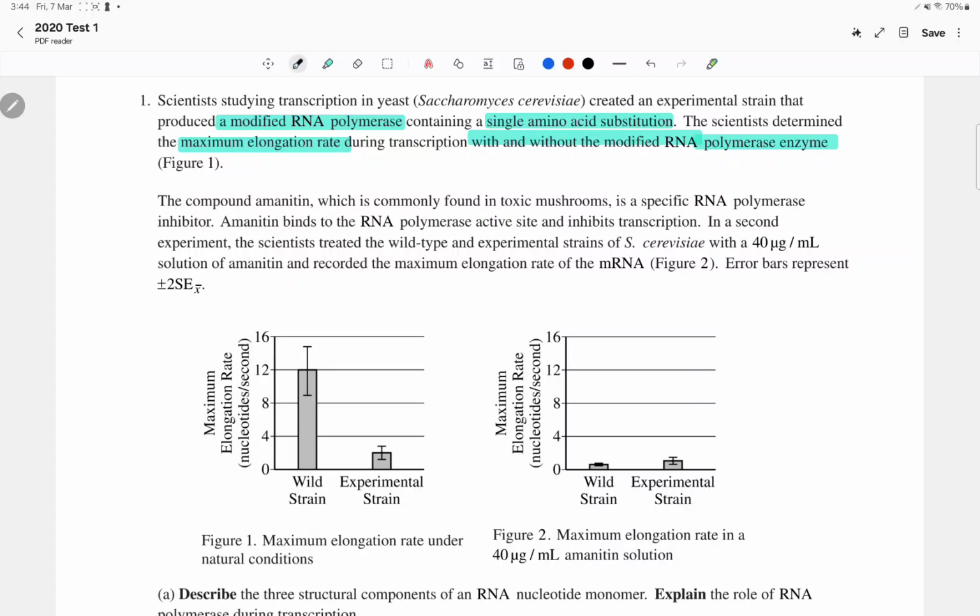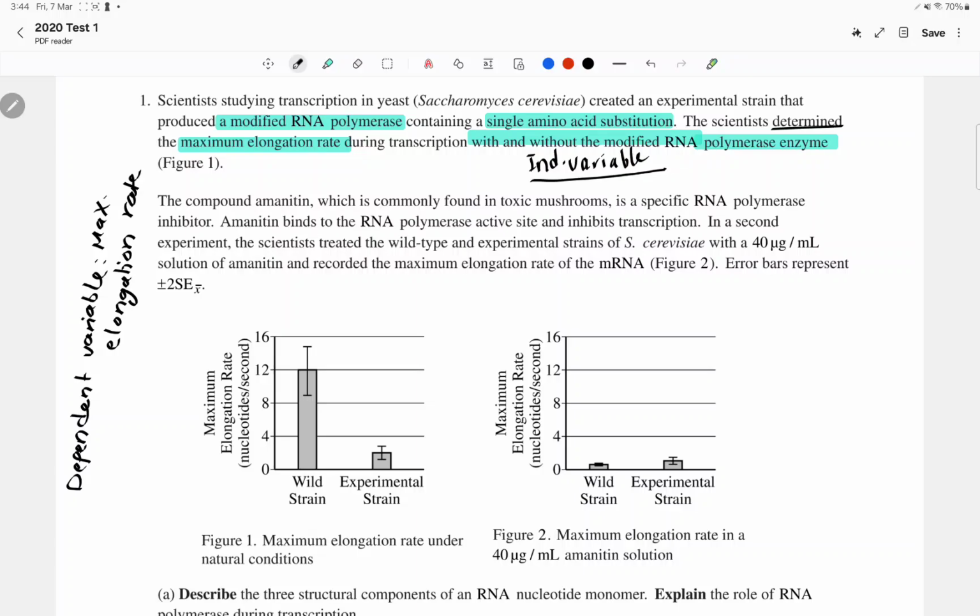Can someone tell us what is our dependent variable? Elongation rate. Yes. Because what does that mean? That's what they're finding. They're determining it. It's called the maximum elongation rate, with and without the modified RNA polymerase. That means your independent variable is going to be either having the RNA polymerase or not having it. That's for the first paragraph.